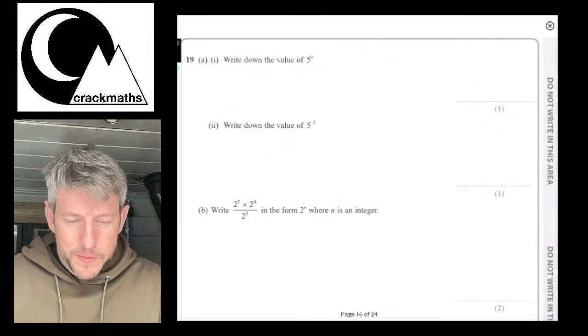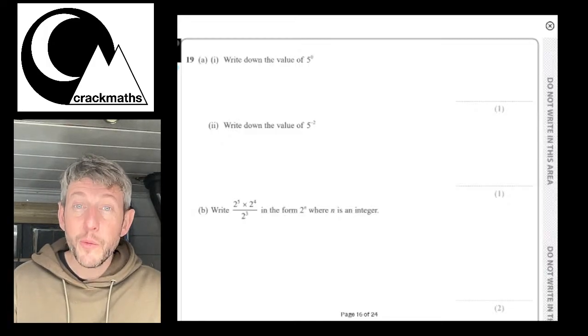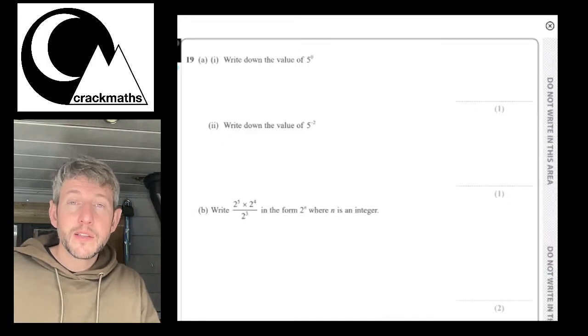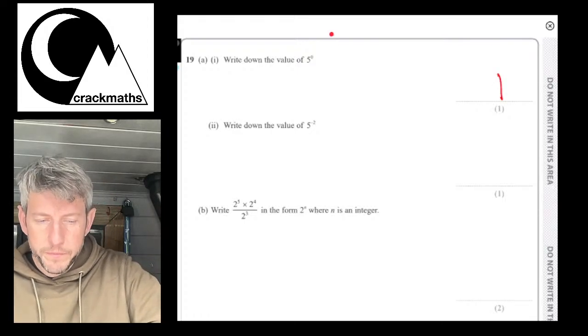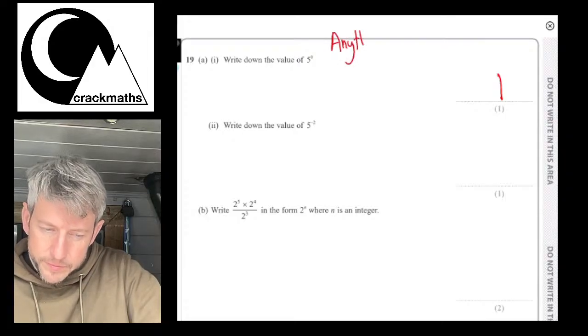Right, let's see what's next. Okay, write down the value of 5 to the power of 0. So 5 to the power of 0 is just 1. Anything to the power of 0 is 1. So that's something we just need to know.